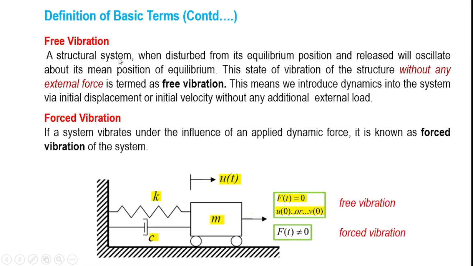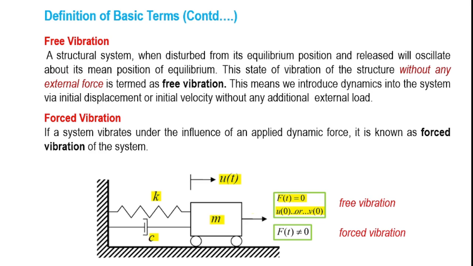A structural system, when disturbed from its equilibrium position and released, will oscillate about its mean position of equilibrium. Look here. Here is shown a simple spring mass system. Now, if you disturb the mass M from its equilibrium position and just leave it, what will happen? This mass will oscillate back and forth about its equilibrium position. Now, this is the state of vibration of the structure without any external force. That is very important. In a free vibration, the external force is equal to 0.